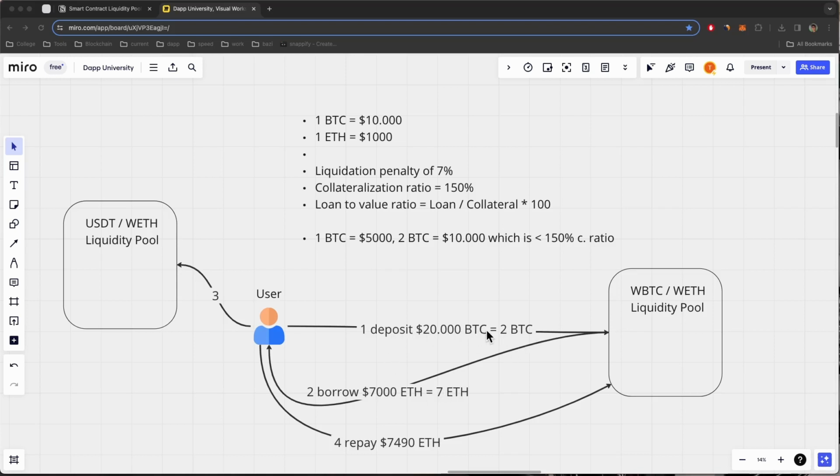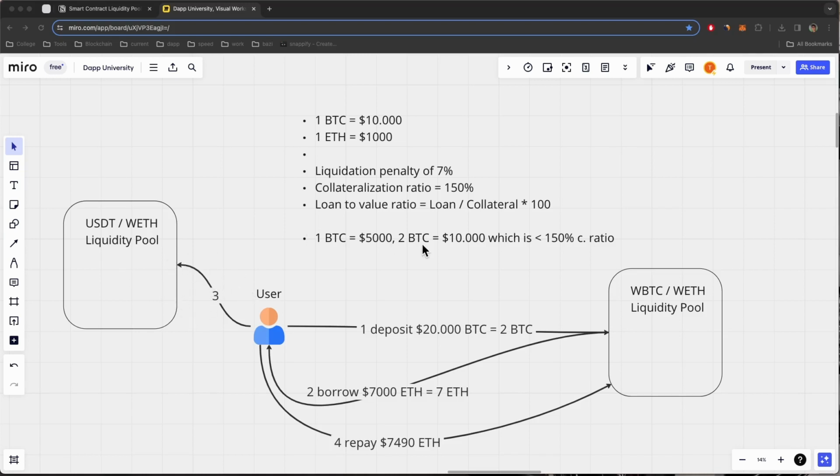In this case, we just have this amount of Bitcoin and we are able to borrow. So first we'll deposit 20k worth of Bitcoin, which is 2 Bitcoin. Then we'll just borrow 7k worth of it, or 7 ETH. Now we can go ahead and use this ETH as long as the collateral that we have deposited in this liquidity pool is more than 10,500, which is the 150% collateralization ratio. We can just play around with this ETH, trade it on exchanges, etc. Once that is done, we need to repay the loan.